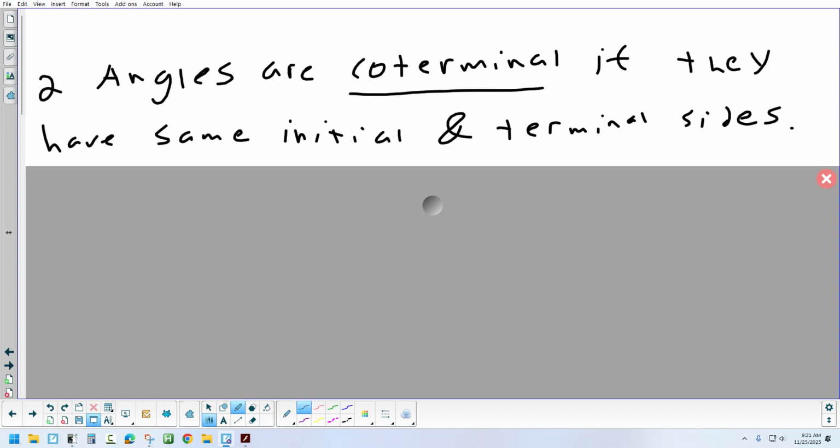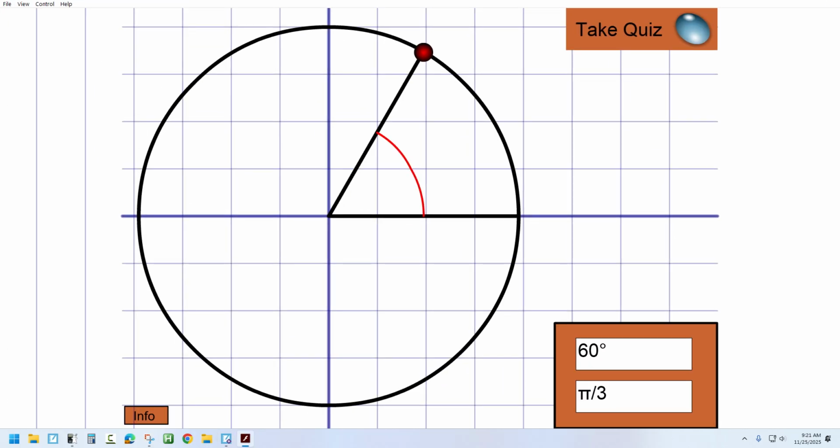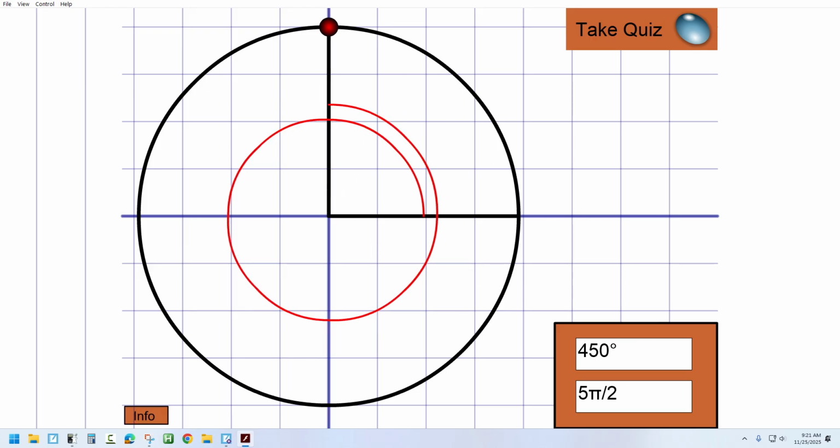Okay, so the next thing we're going to look at is what are called coterminal angles. Angles are coterminal if they have the same initial and terminal sides. I'm going to show you a picture of two angles that are coterminal on that program that I use. So there's 90 degrees. And here's an angle that is coterminal with it, 450. 90 and 450 are considered coterminal angles.